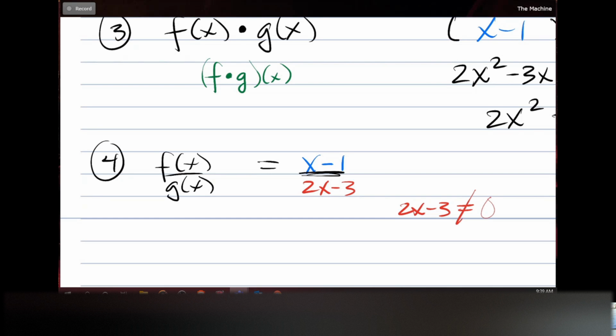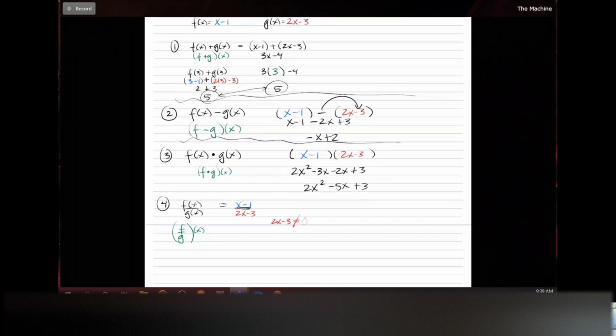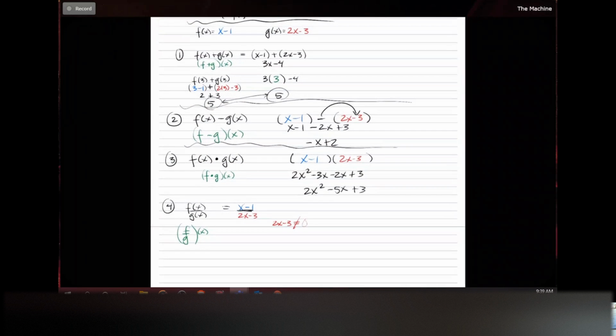Good, thank you. Now, the way the book's going to write it is going to be F divided by G, and then it's going to be of X out front. Okay, that's all pretty straightforward. I don't know that there's anything new or even anything difficult about that. Shouldn't be too bad so far.